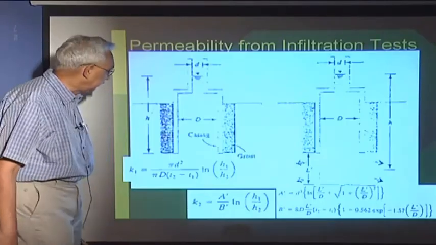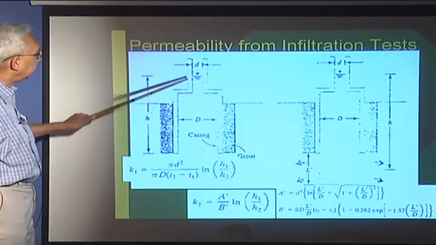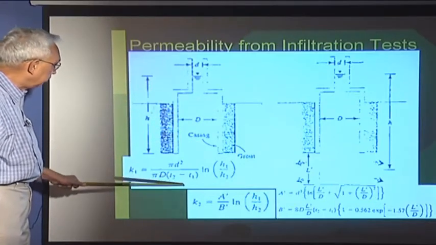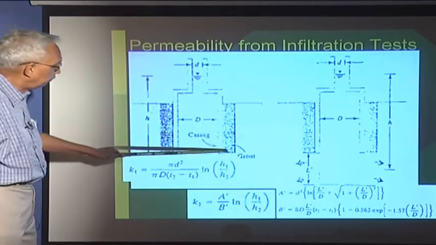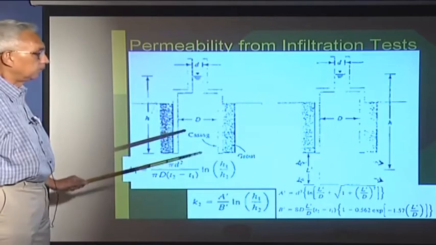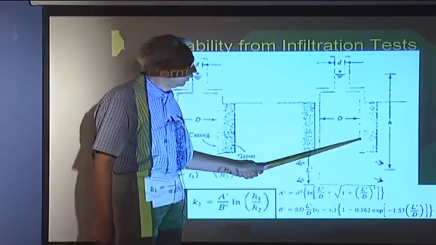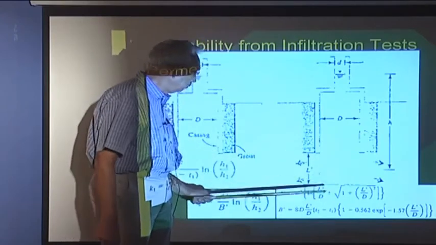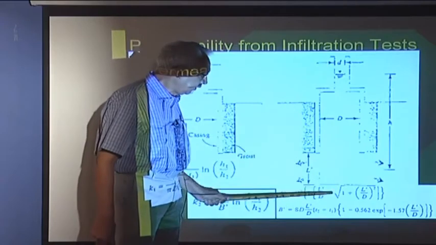A similar infiltration test we can do. Here is a tube I push in, and I allow water here, and by measuring a falling head test, I can get this. The flow here is always downward. But once I extend the flow below the tube, the flow can be radial. And again, I use the same falling head test.